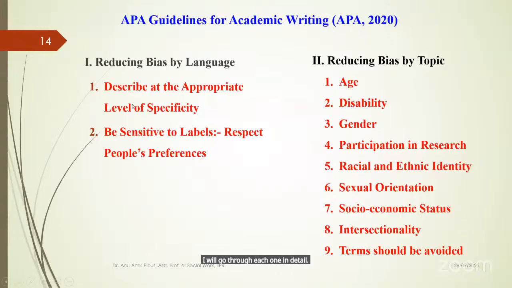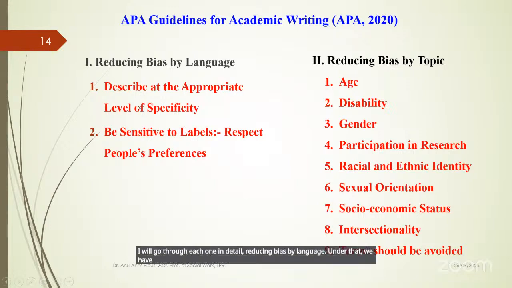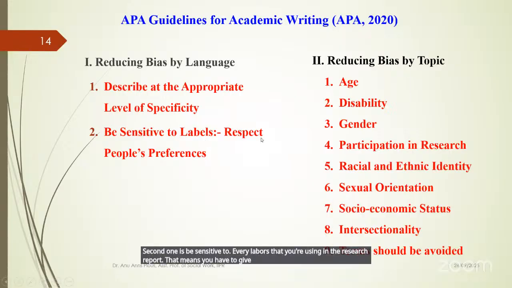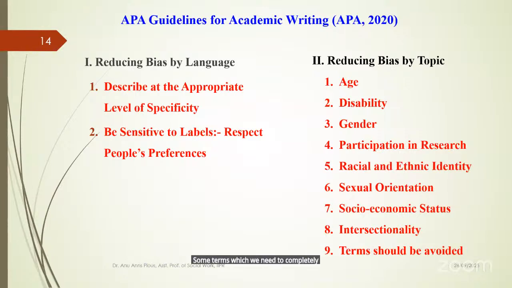Reducing bias by language has two main points. First one is describe at the appropriate level of specificity, and second one is be sensitive to the labels that you're using in the research report. That means you have to give due respect to people's preferences. This I will explain in the coming slides. The major points related to reducing bias by topic are age, disability, gender, participation in research, racial and ethnic identity, sexual orientation, socioeconomic status, intersectionality, and some terms which we need to completely avoid in the research.